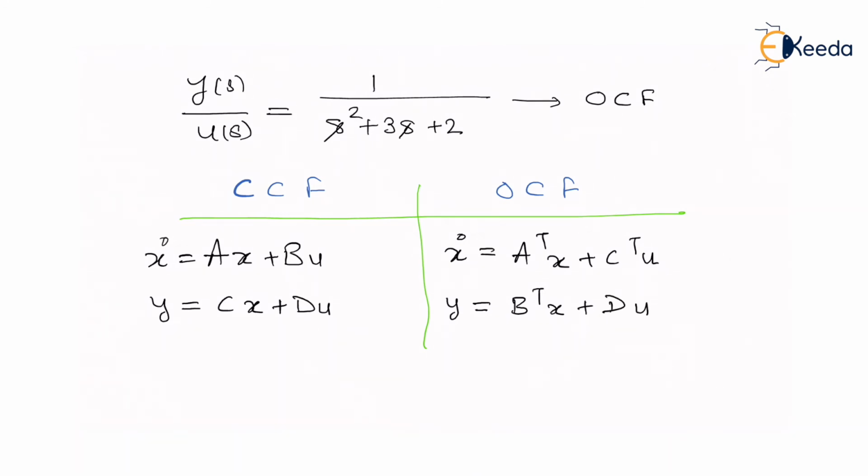So if I compare both the differences, A turns out to be A transpose, B turns out to be C transpose, C turns out to be B transpose, and the D matrix remains as it is, no change. So now let us try to write the expressions directly.